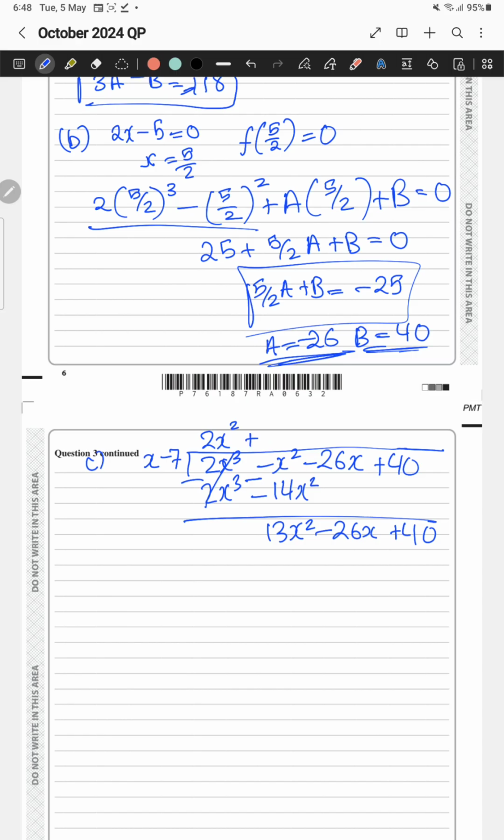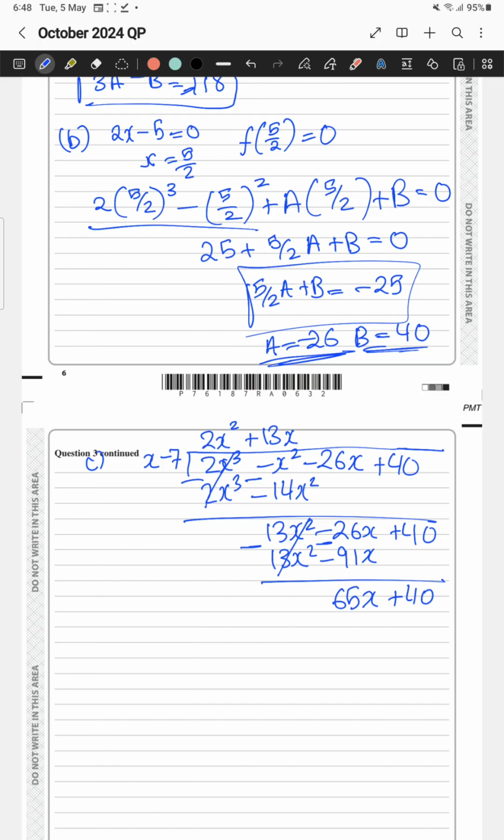Now you do the same process. This is going to be 13x, right? Expanded, it's going to be 13x squared. 13 times by minus 7 is going to be minus 91x, and you kind of minus them out, so this is going to be 0, and this minus 26 minus minus 91 is going to be 65x plus 40.